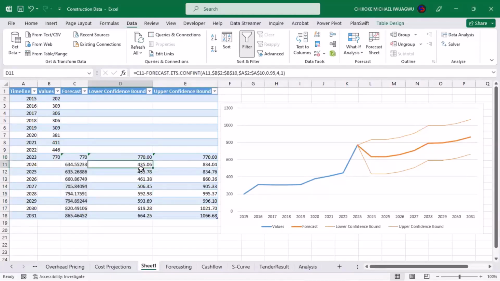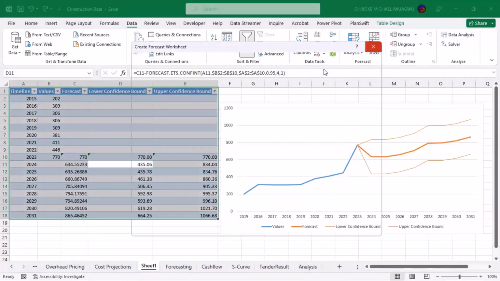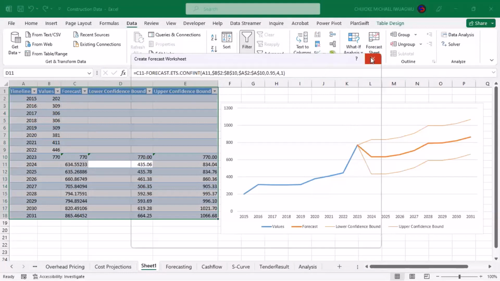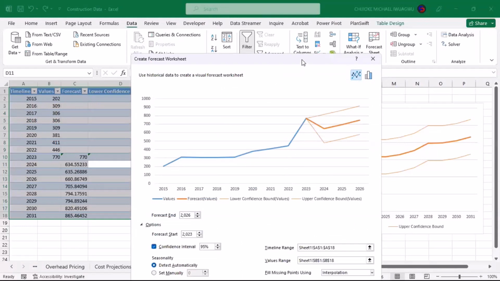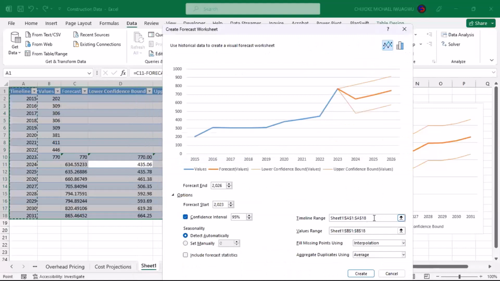I'll click anywhere inside my table and go back again, click my forecast. It will go ahead and open that table. Let me adjust some of the information that I have here. Now, I want my data trend to start from 2021. Let's pick it from 2021.